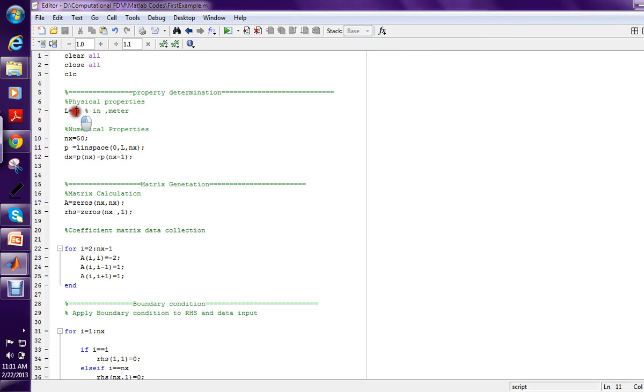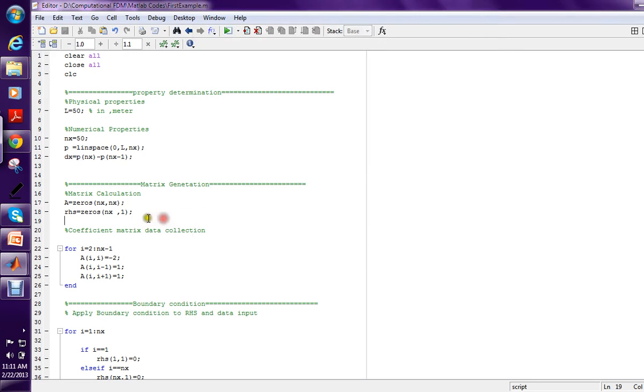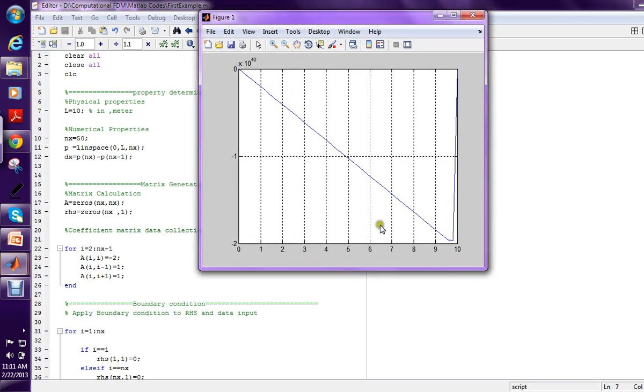Okay, so what if our domain is 50 meter, and we want to divide our domain into 50 equal parts? No problem, go. And we do not see anything because we have something that needs to be fixed, but we can do that. In this case we may not have a solution or something like that. So if we have, say for example, 10, we have a solution something like that.